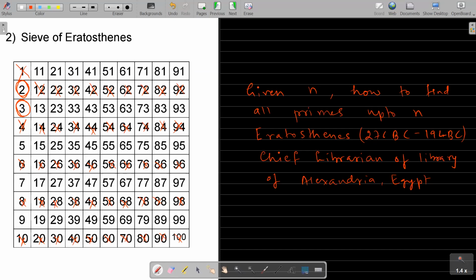9 is cut. 3 2s are 6, but 6 is already cancelled. 3 3s are 9. So all odd multiples of 3 will be cancelled; even numbers are already cancelled. So 9, 15, 21, 27, I'm cancelling. You just check if I'm missing something, then please tell me. So we are first cancelling the multiples of 3.